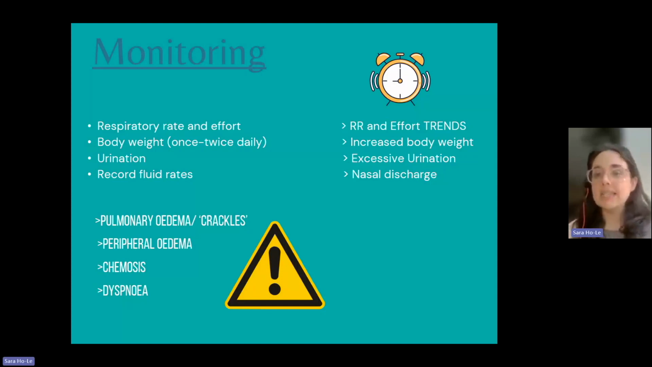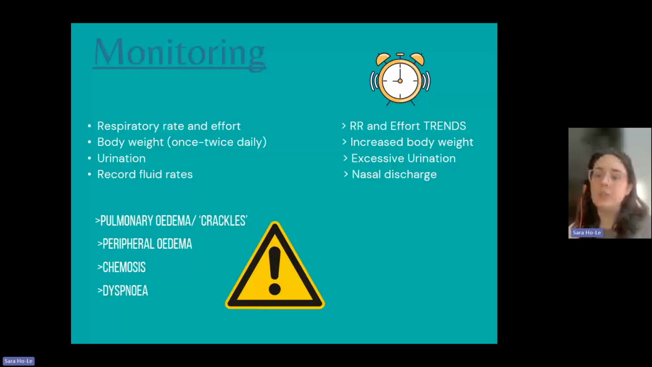So the early signs of detecting intolerance is a patient's respiratory rate may start to increase and their effort may get a bit more increased as well. It can be quite subtle at first. You have to really look at your patients. You have to take the time to count their respiratory rate.